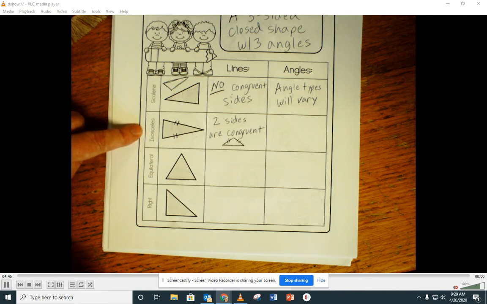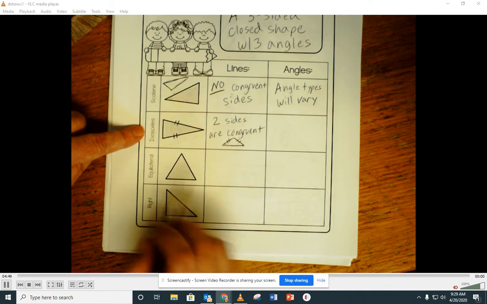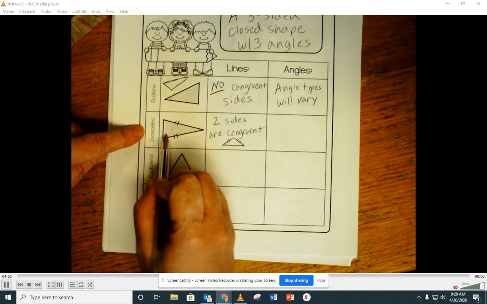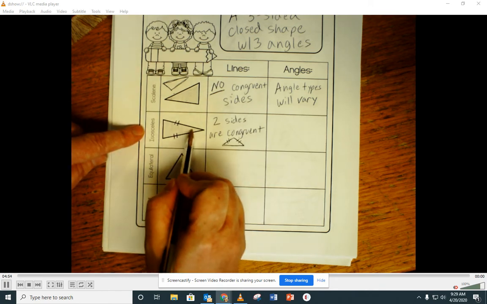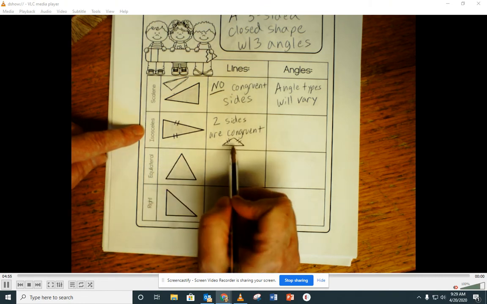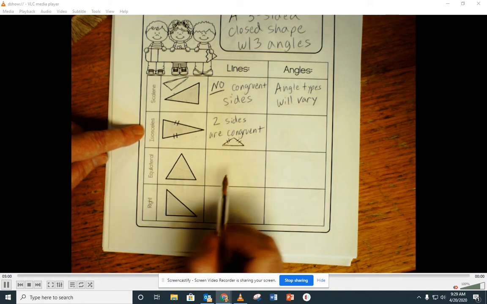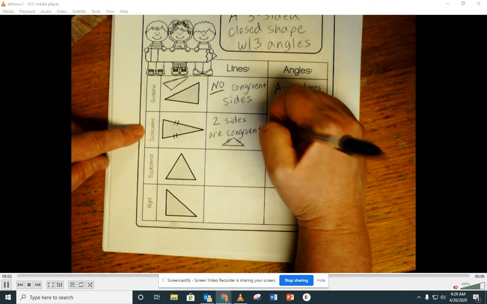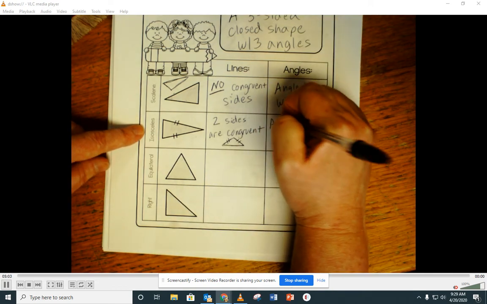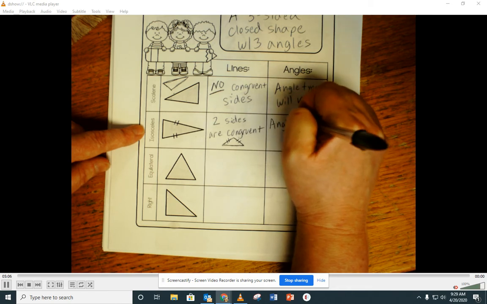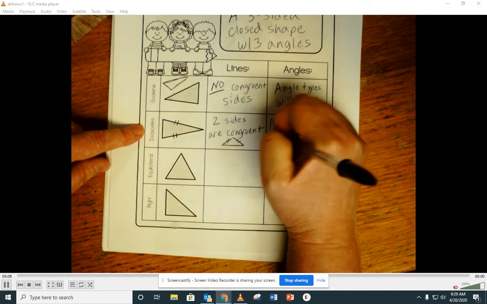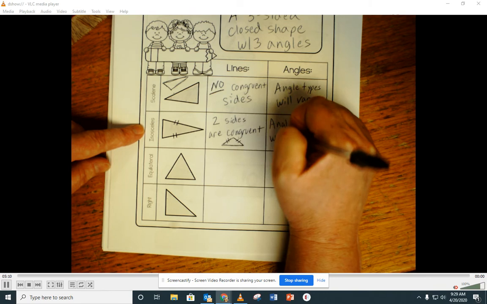And what can we say about the angles? They will also vary. In this isosceles triangle, all of the angles are acute, but in this one, we have an obtuse angle and two acute angles. So again, your angle types will vary.